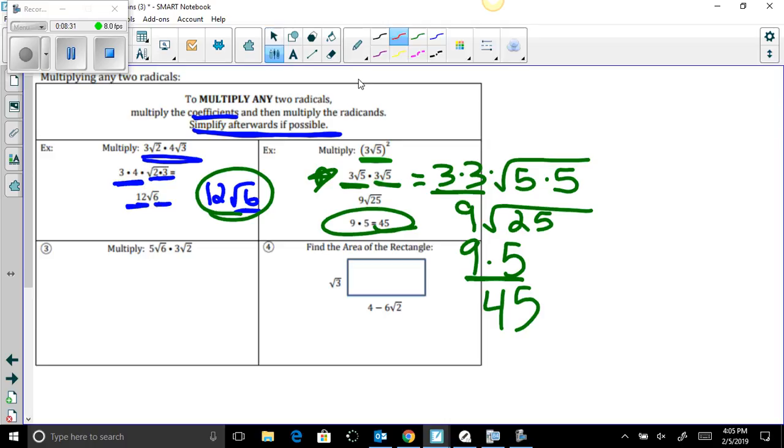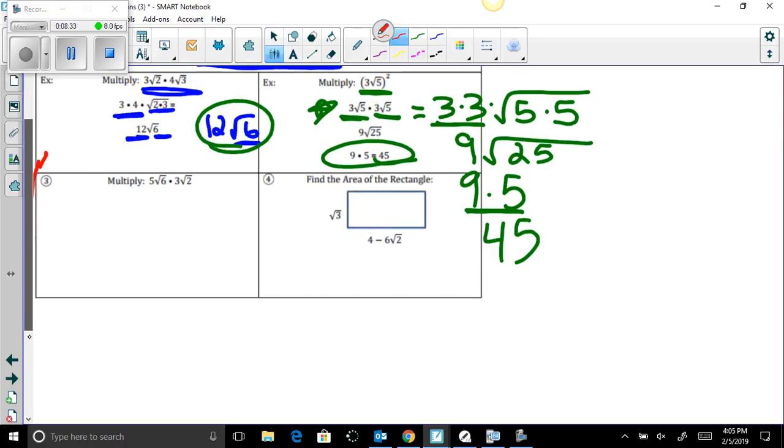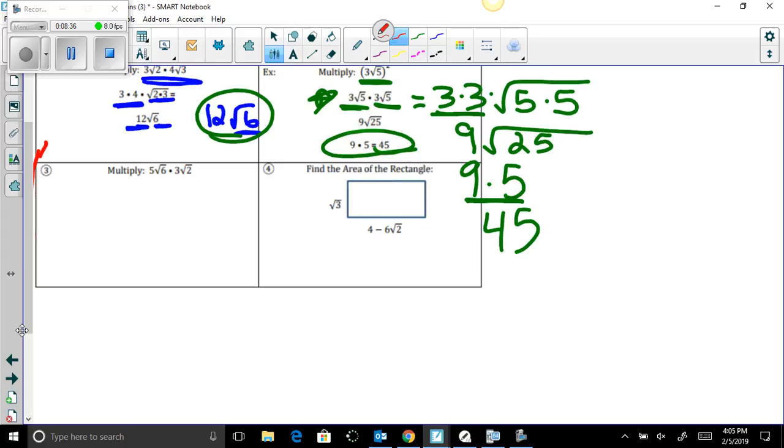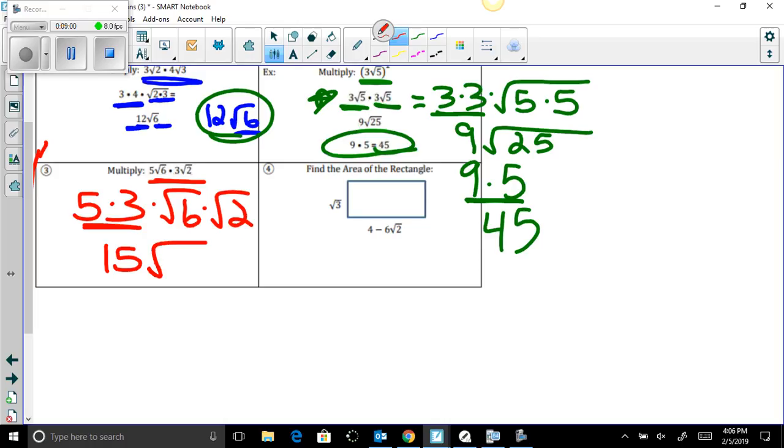All right, on to number 3 and then number 4. Number 4, we'll throw a little geometry in there, so we'll get to that in a sec. But number 3, 5 radical 6 times 3 radical 2. Organize it. Coefficients get multiplied together and radicals get multiplied together. Coefficients are the numbers out front of the radical. 5 times 3, radical 6 times radical 2. Finish. Put together like terms. 5 times 3 is 15. These 2 go under 1. So 6 times 2 is 12.